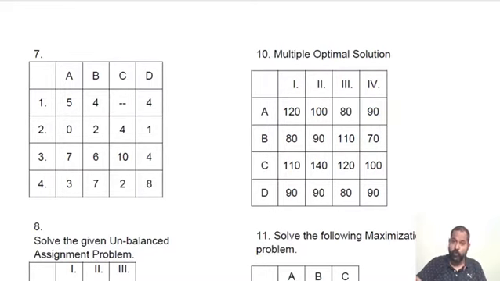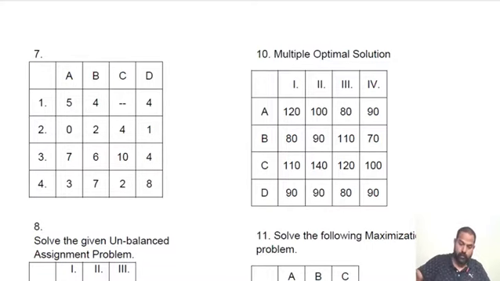Luckily here 4 rows, 4 columns, so it's balanced. Number of people and number of jobs is the same. So I don't really need to worry about it. Fine. Let me quickly write down the question. There is A, B, C, D, and there is 1, 2, 3, 4.